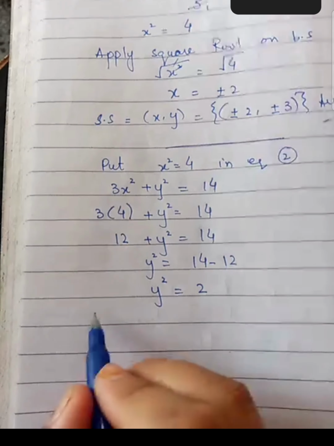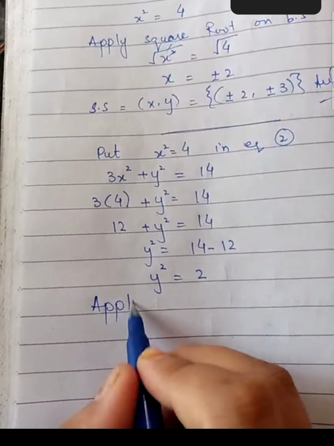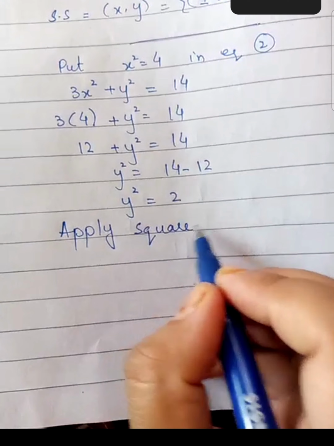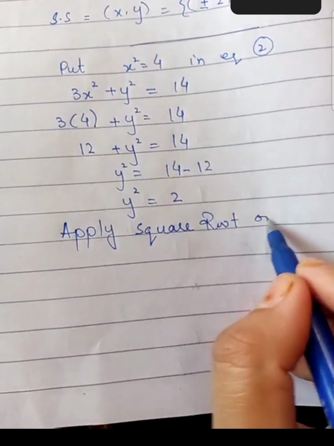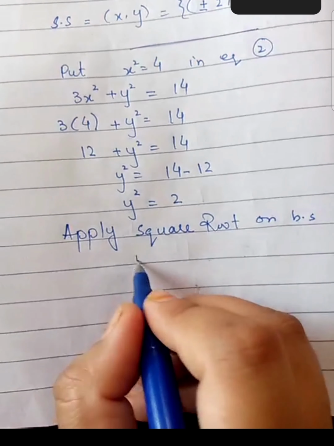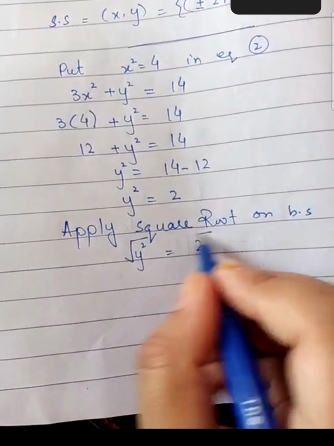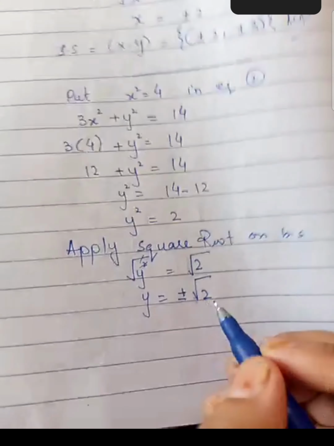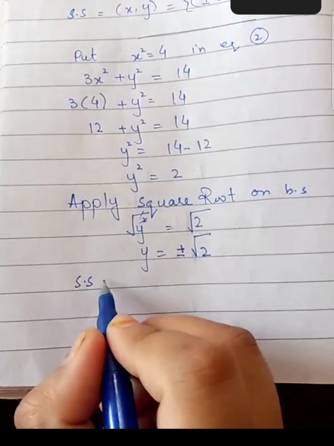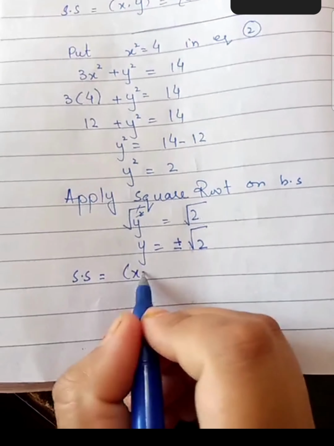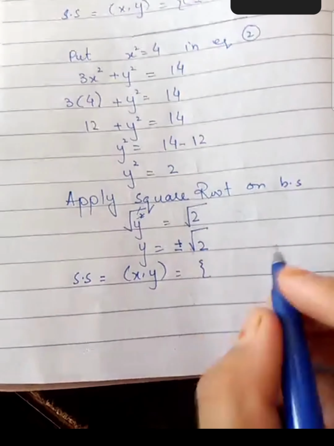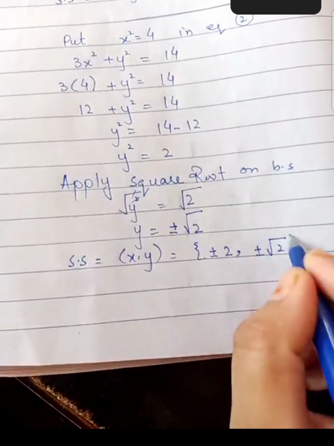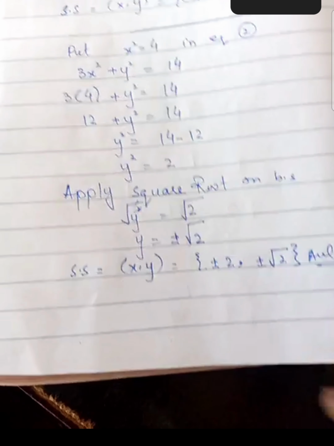Now apply again square root on both sides. Must write down the statement. Apply square root on both sides. So it is y square root is equals to square root of 2. This will be cancelled out and y is plus minus square root 2. Here we need to write down solution set for x, y. Solution for x is plus minus 2 and solution for y is plus minus square root 2. This is your answer. Clear?